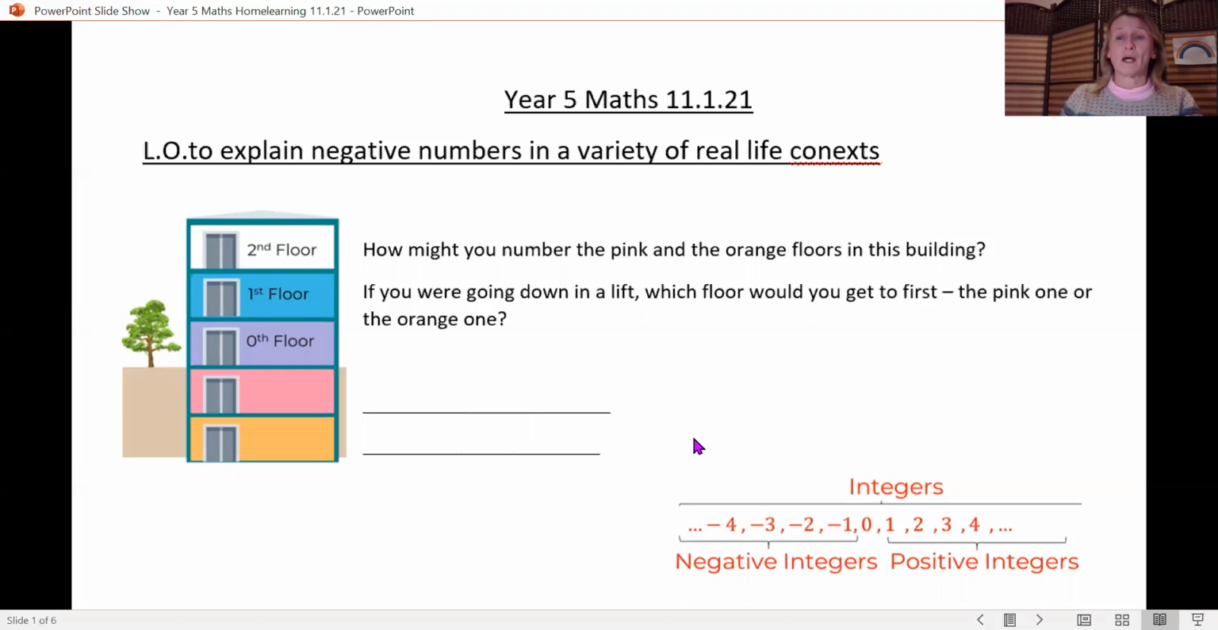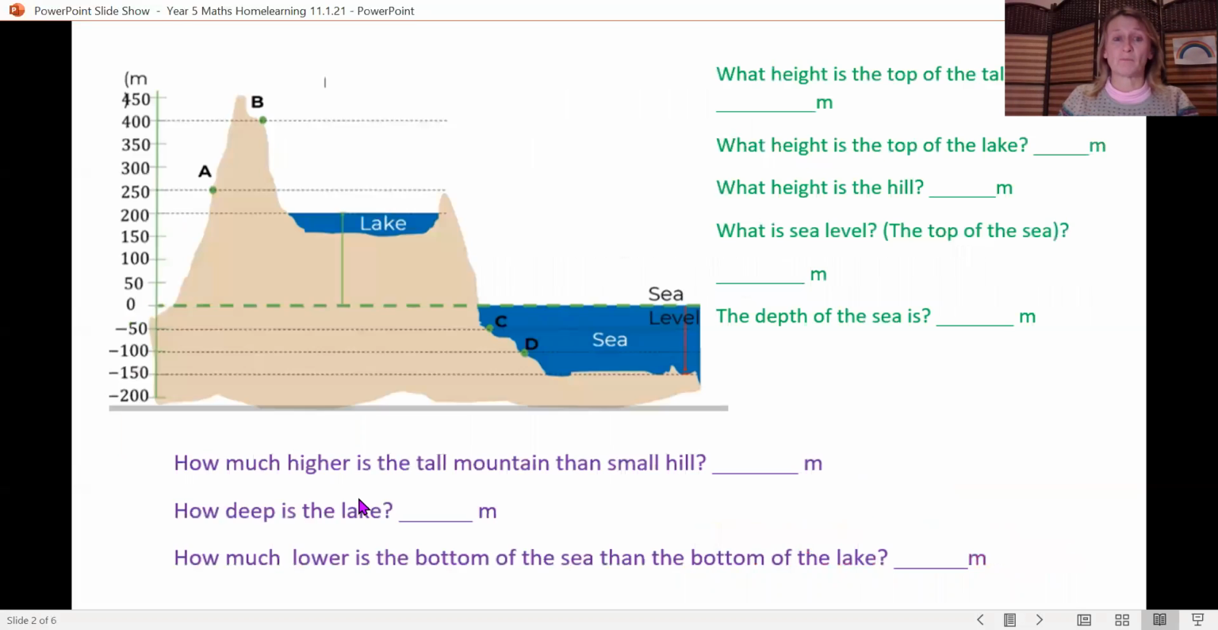Okay. So we're talking about numbers that go down below 0. That's your first question on your sheet. What do you call the pink floor and the orange floor? Now here we have, I'm going to move myself down a bit. We have sideways on a look at a mountain, a lake and the sea. So somebody's chopped it right down. Okay, and now then here's the big mountain, here's the lake, here's a smaller hill, and here's the sea.